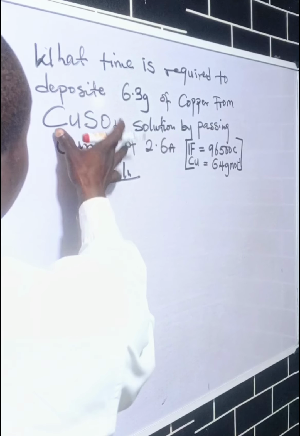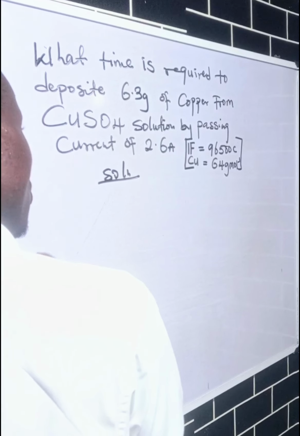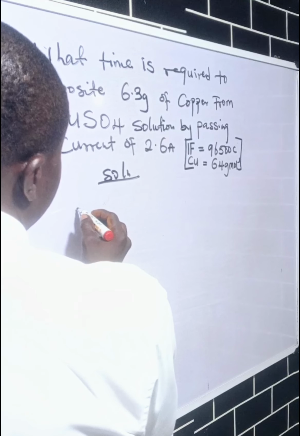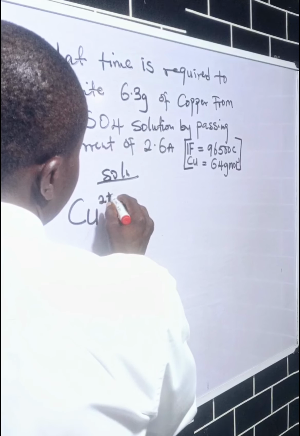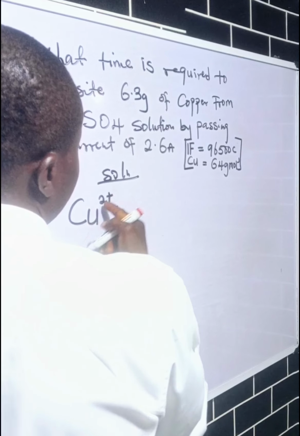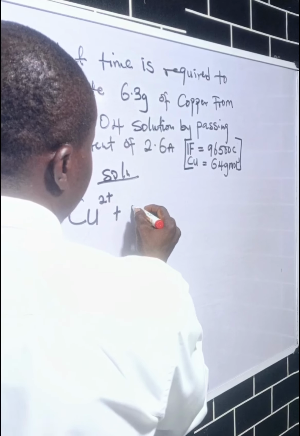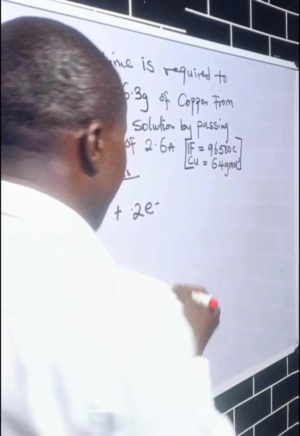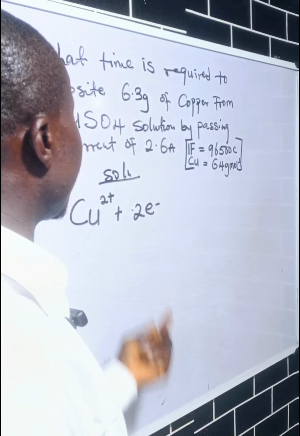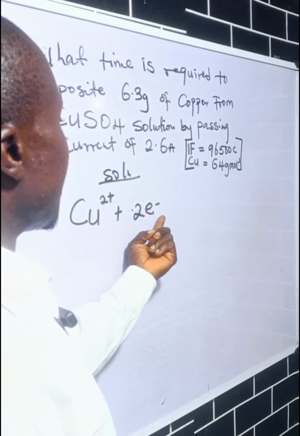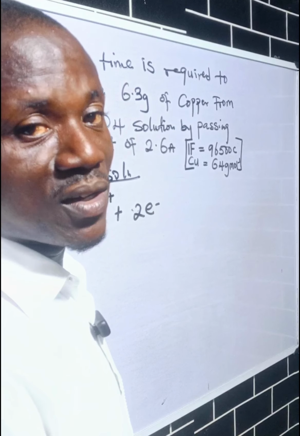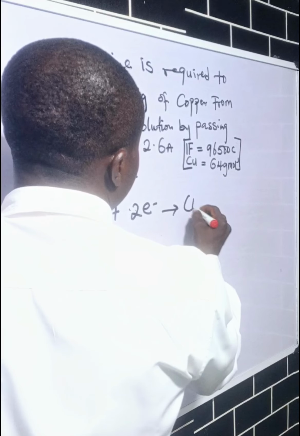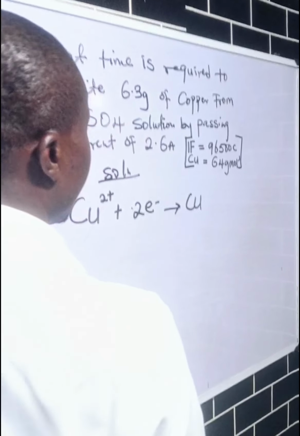Now, before we solve this, we need to understand that this is copper(II). We have our copper as Cu, and because it's copper(II), we must balance this charge with 2 electrons. According to the subatomic particles of matter, we know that the electron is negatively charged. This will give us normal copper.